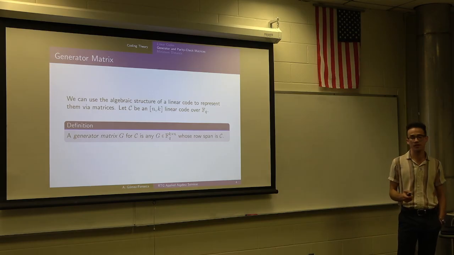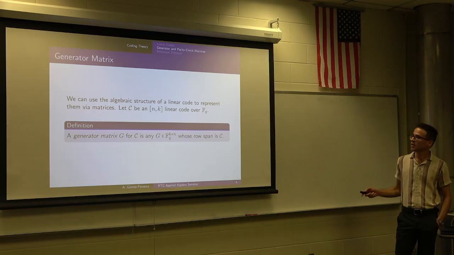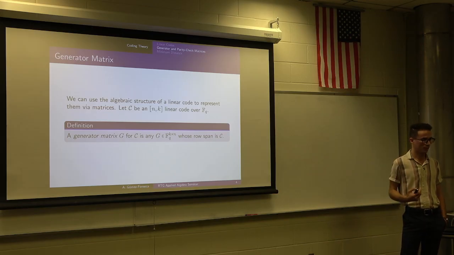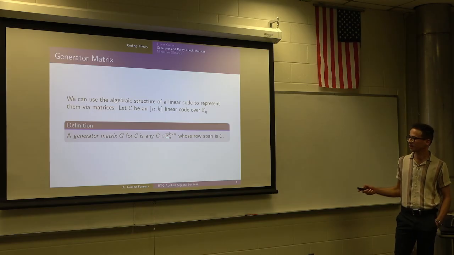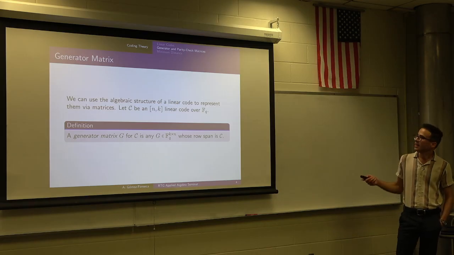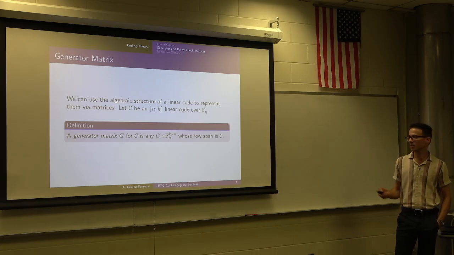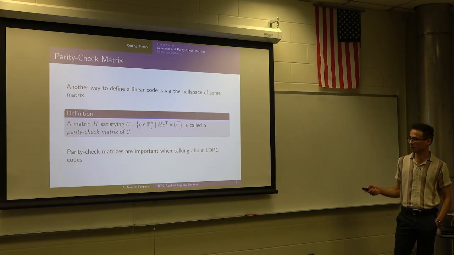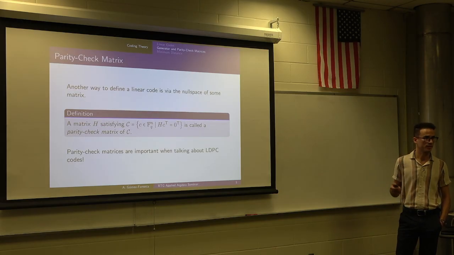The first one is via a generator matrix, which is just a matrix whose row span is the linear code C. Any matrix that satisfies this property is called a generator matrix. And the other way to represent a code is via the null space of a matrix that we call the parity check matrix of the code.